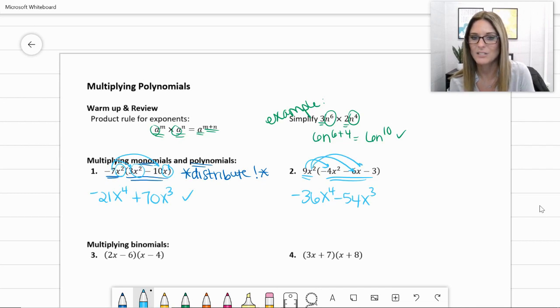And multiply with the last term, 9 times negative 3 makes negative 27. And do not forget that x squared. It was still there and needs to be included. There's our final answer, multiplying a monomial with the trinomial.